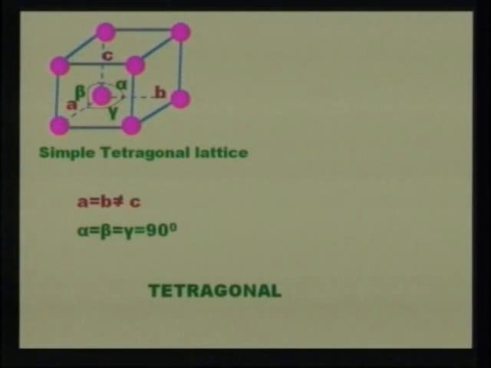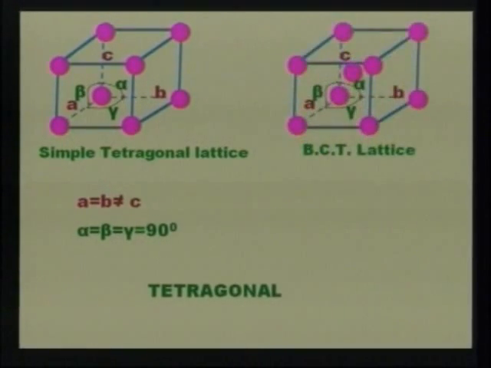Now let us see the other type of lattice, that is the tetragonal lattice, the simple tetragonal lattice. In simple tetragonal lattice, A is equal to B, but B is not equal to C and C is not equal to A. But here the angles between B and C and A and B are equal to 90 degrees. But this type of lattice does not exist in most metallic structures.